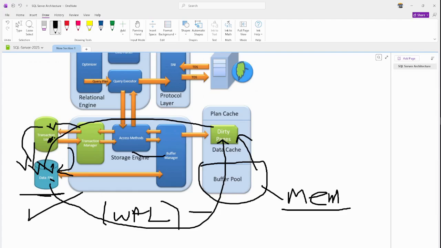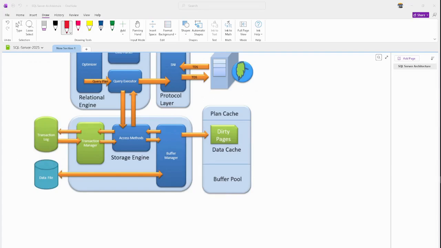Now let's see what happens during a crash. Let's say the power goes out.